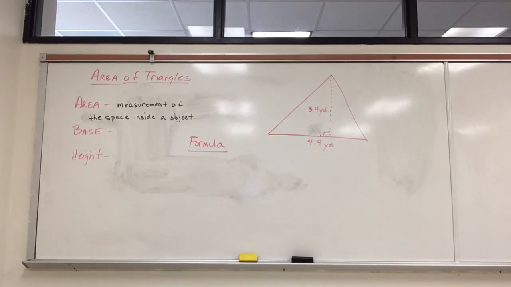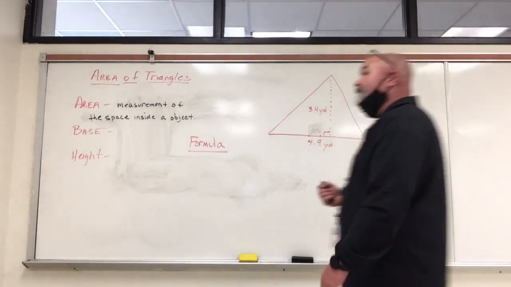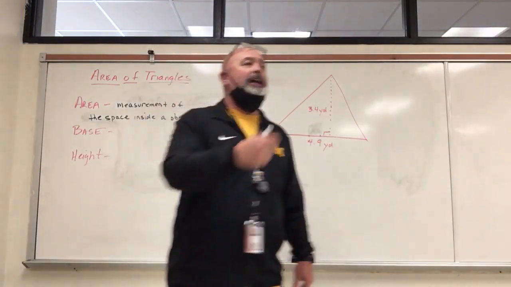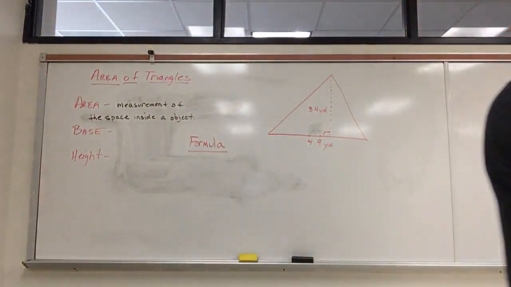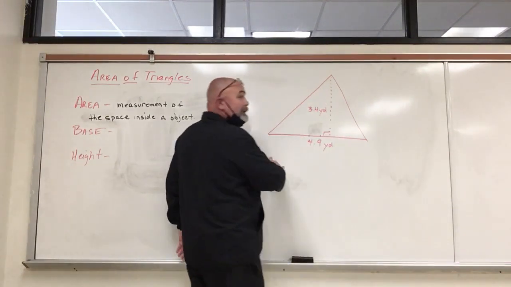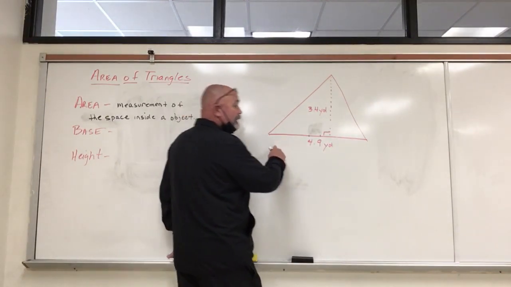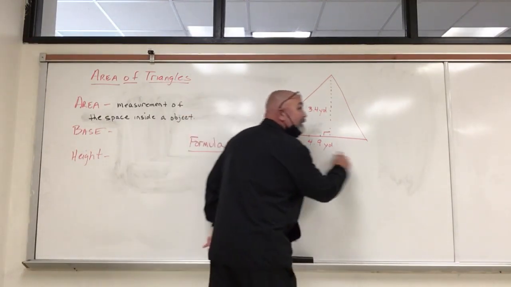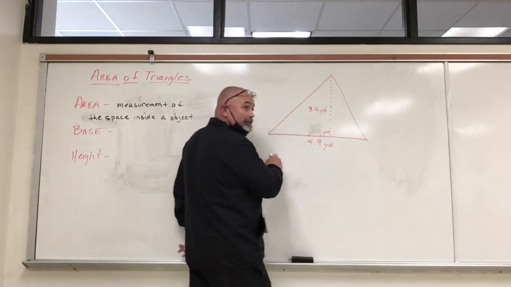Okay, what is the base? Well, a base is what it sits on. A non-dotted line that a figure sits on. For instance, the base of this triangle is a non-dotted line. It would be here. That would be the butt that it sits on.